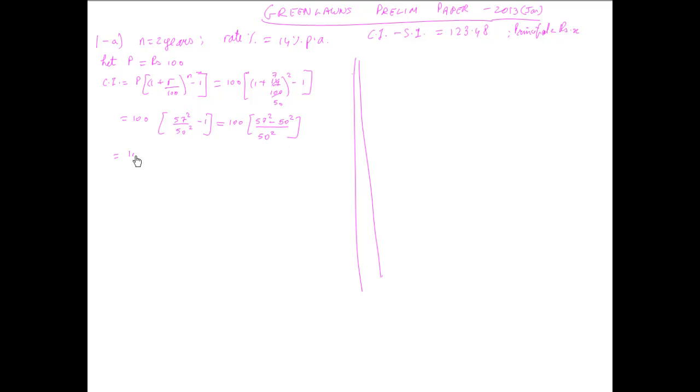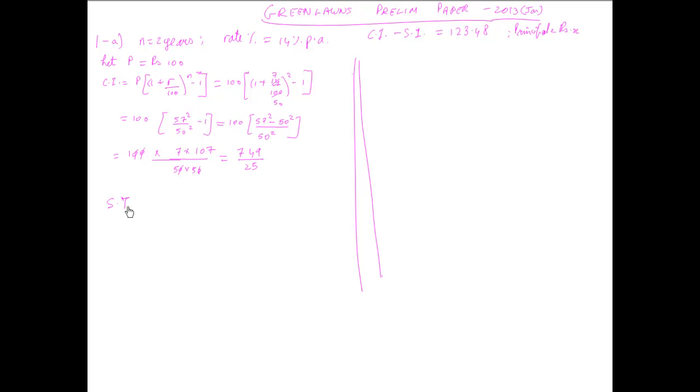By difference of two squares, children, we'll get (57 minus 50)(57 plus 50) upon 50 squared. Cancels. You're left with 7 times 107. That's 100 times 7 is 700 and 7 times 7 is 49, by 25. That's as far as the compound interest is concerned.